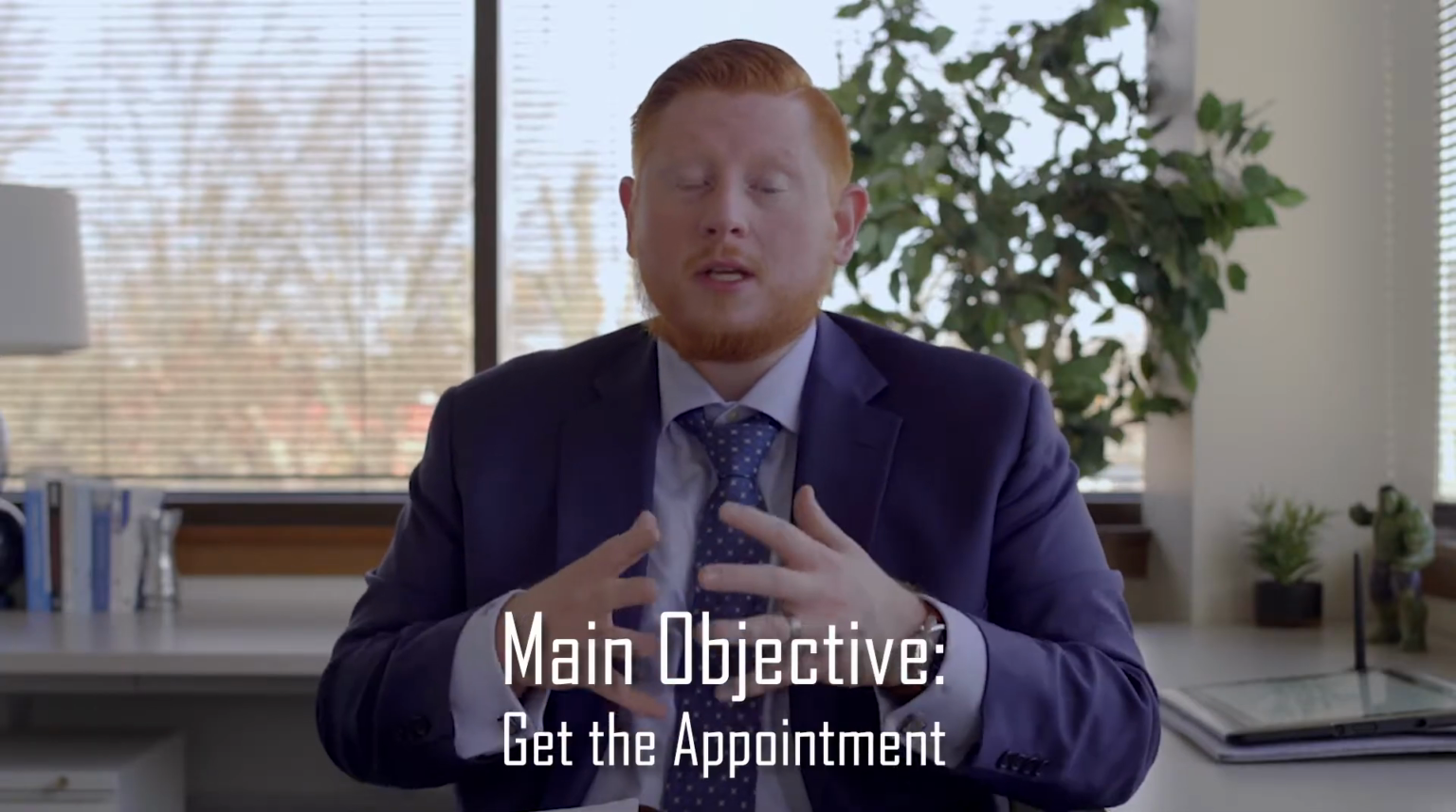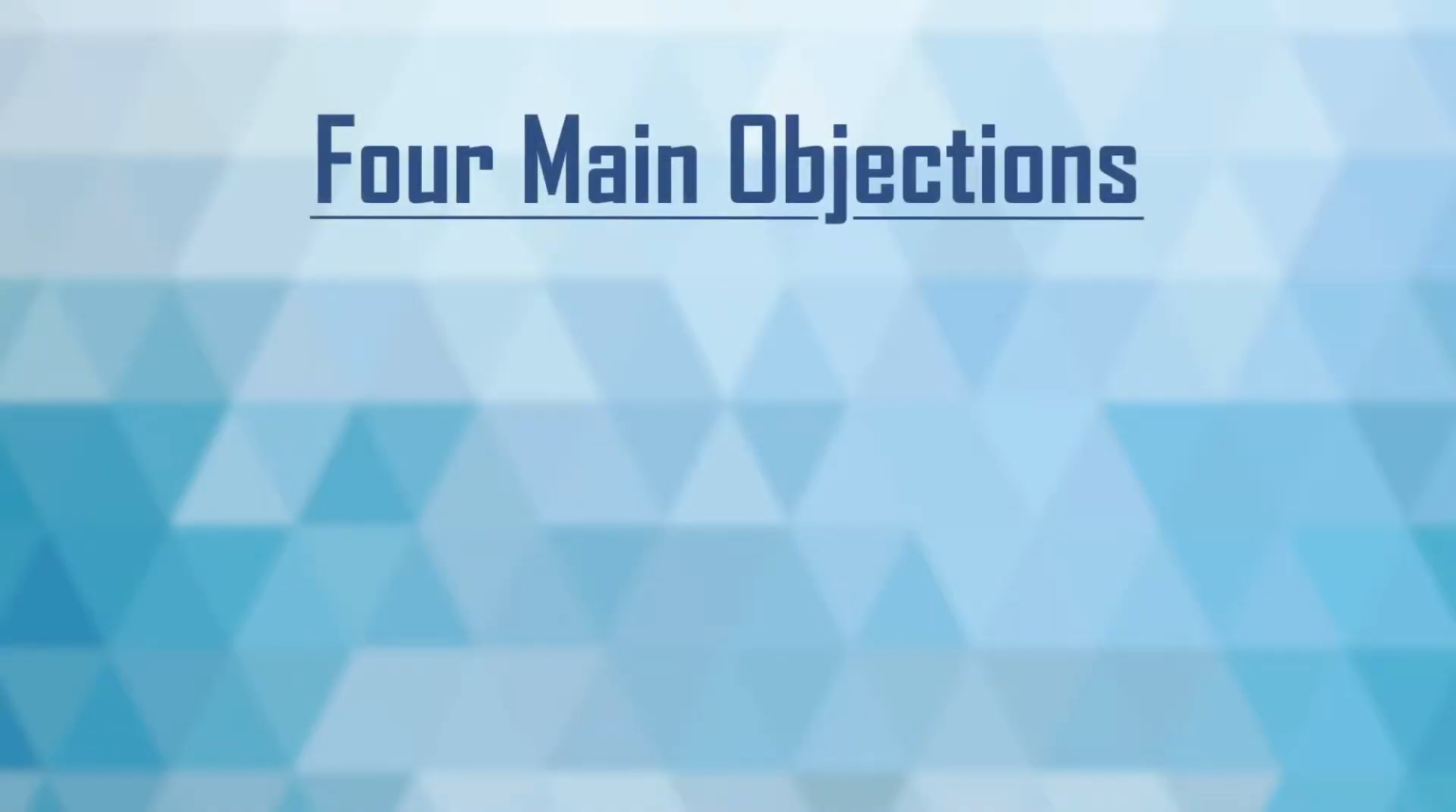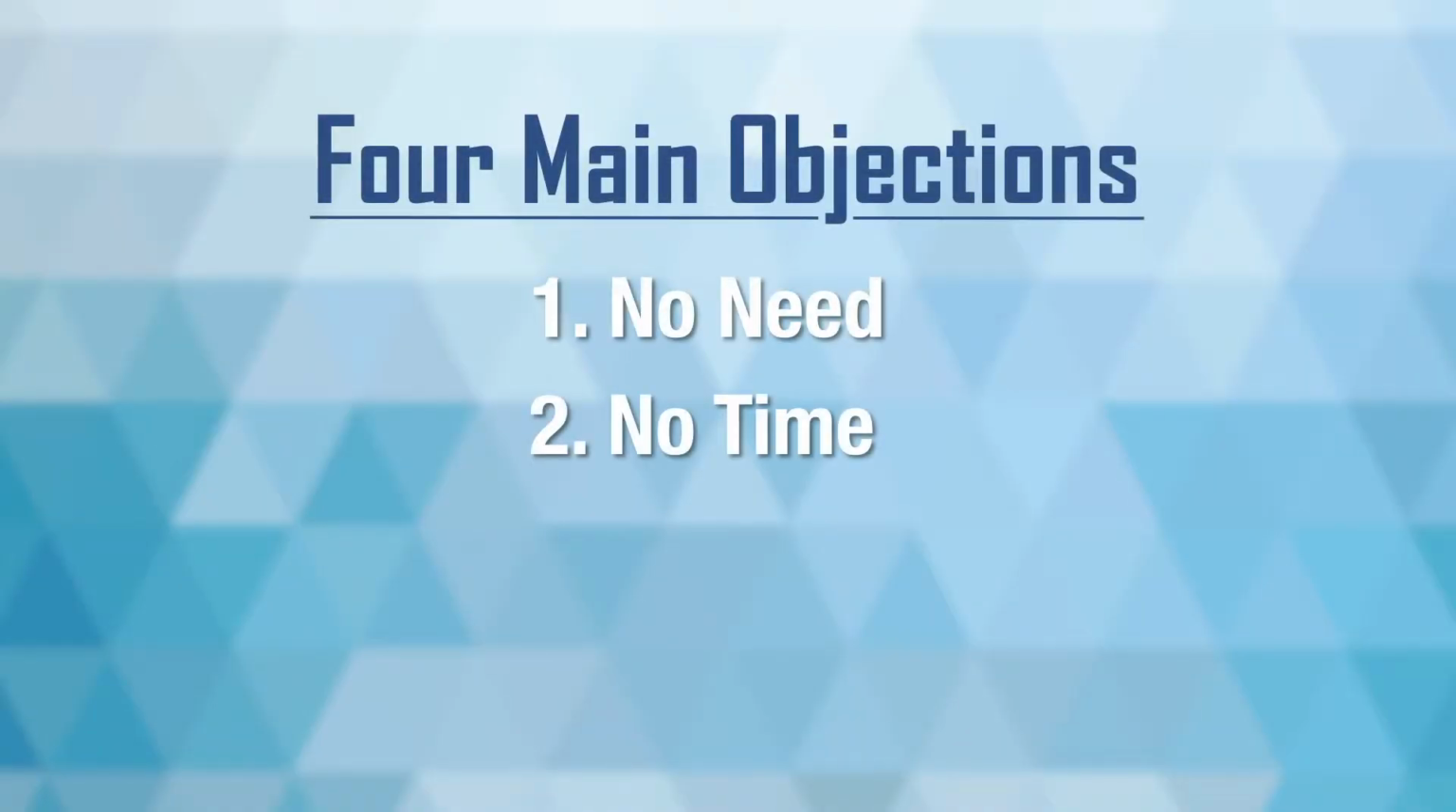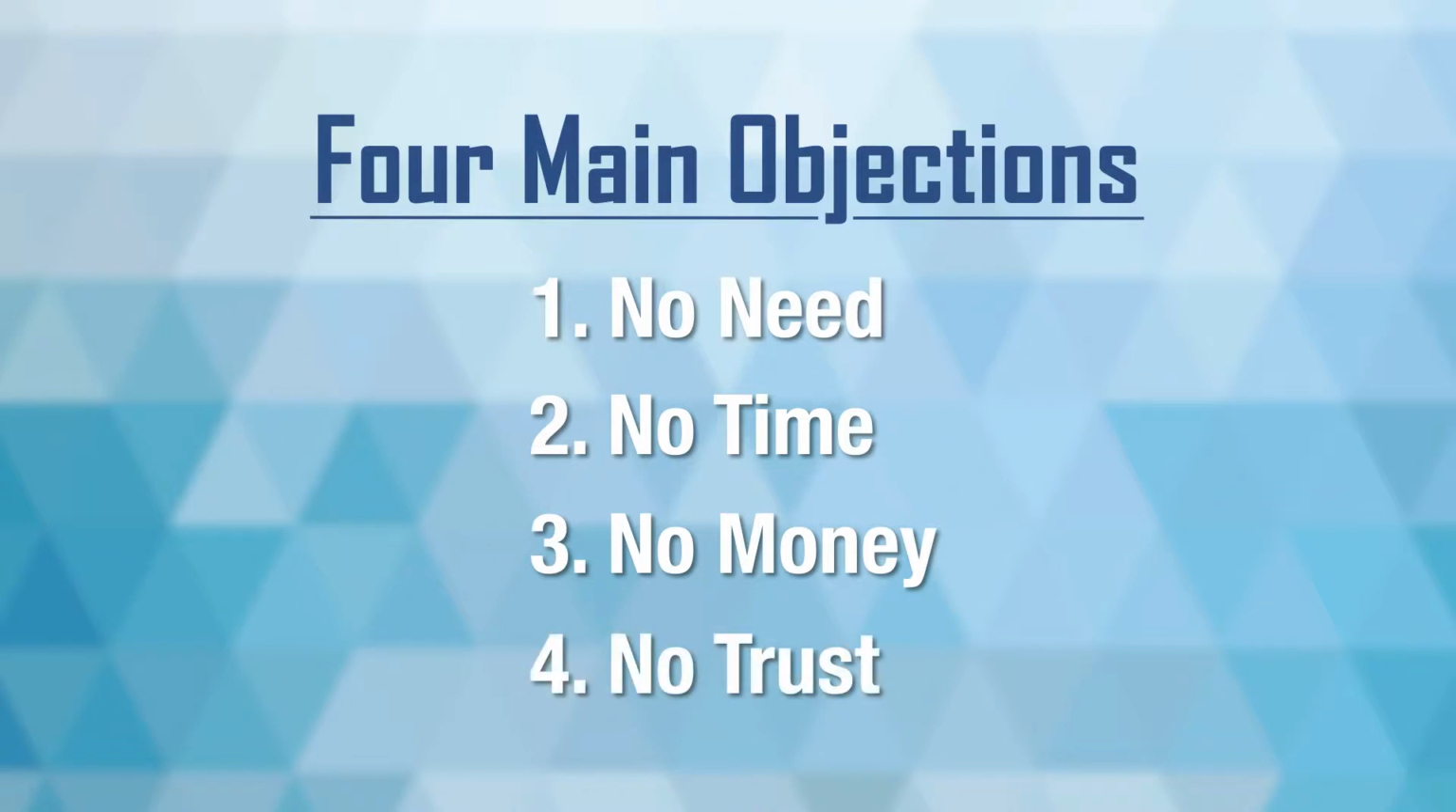When you're calling a prospect, your main objective is to get the appointment. And in order to get the appointment, you're going to get an objection from the prospect that you're going to need to overcome. The 4 main objections are no need, no time, no money, and no trust.